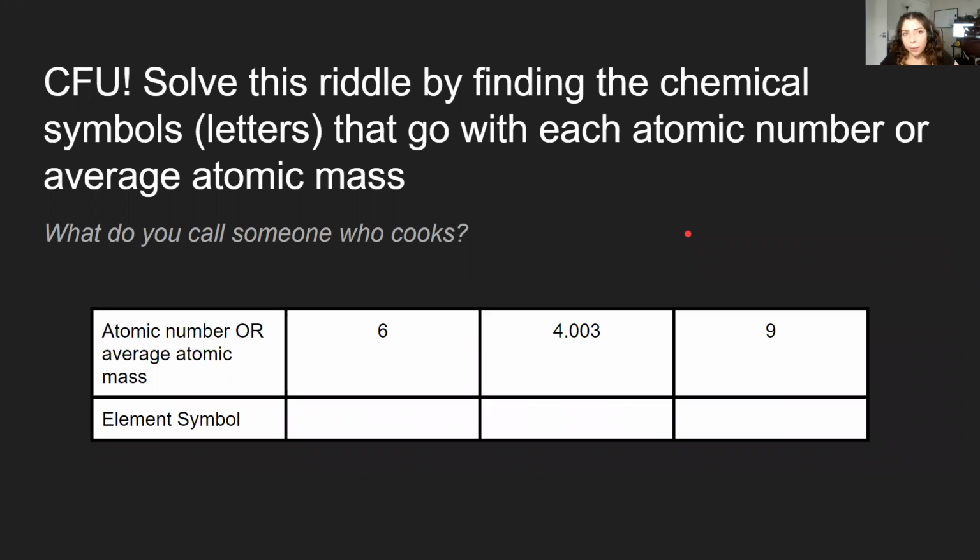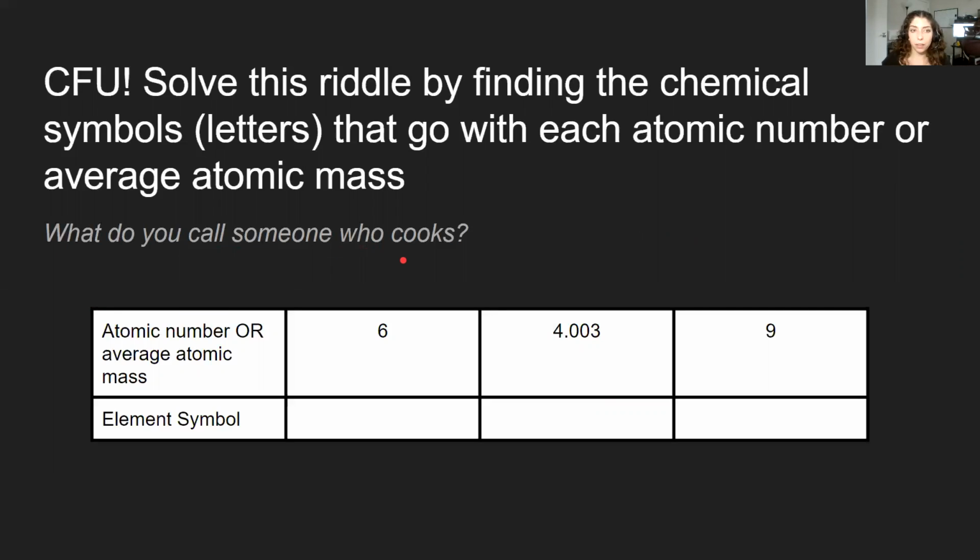I talked about how we need to be able to surf the periodic table quickly and efficiently. And the way we're going to do this is we're going to practice spelling some words and solving riddles. So the check for understanding is solve this riddle by finding the chemical symbols or letters that go with each atomic number or average atomic mass. And the question is, what do you call someone who cooks?